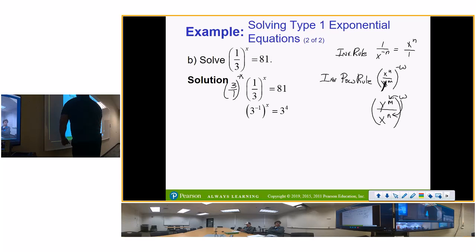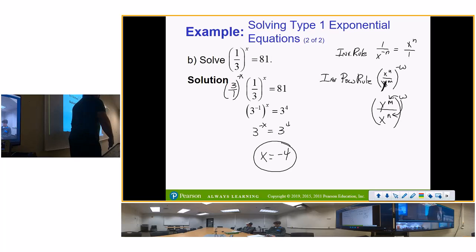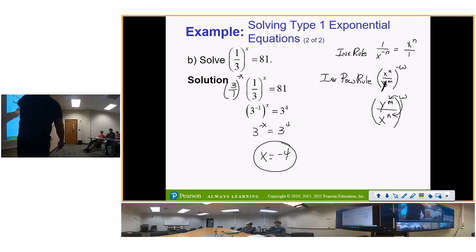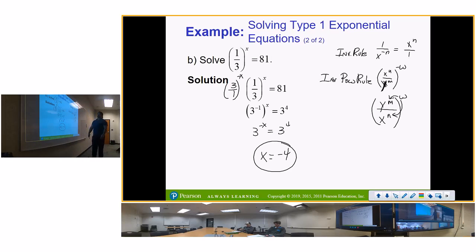Okay? Now, I did 3 to the negative 1. That's where they get 3 to the negative x, just like that right there. Okay, I skipped a step. That is equal to 3 to the 4th, so x is equal to negative what? 4. And if you plug negative 4 into this, flip it, it would become positive 4. And what's 3 to the 4th power? 81. So there's another test question right there.